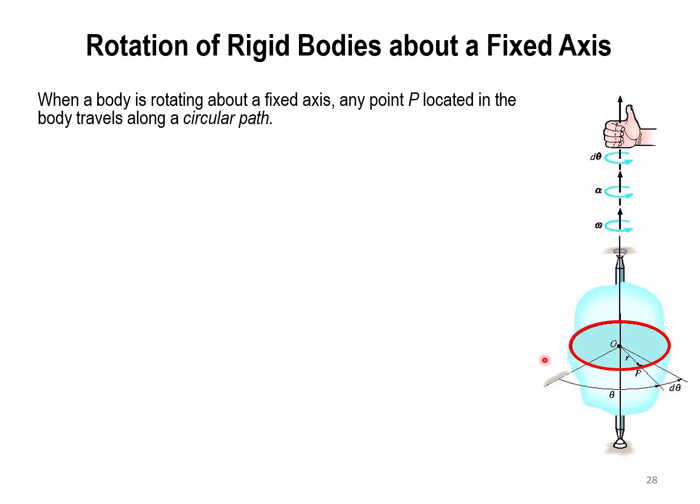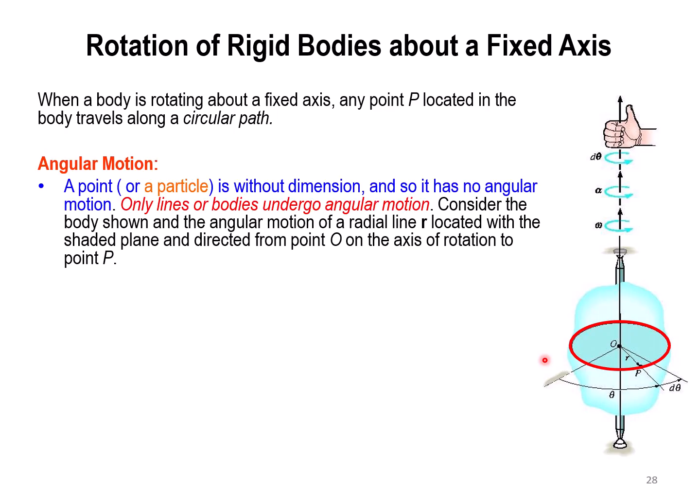So we're going to have the angular velocity, which is the change of theta with time, measured in radians per second. And we have the angular acceleration, which is the second derivative of theta. A point or particle is without dimension, so it has no angular motion. Only lines or bodies undergo angular motion.